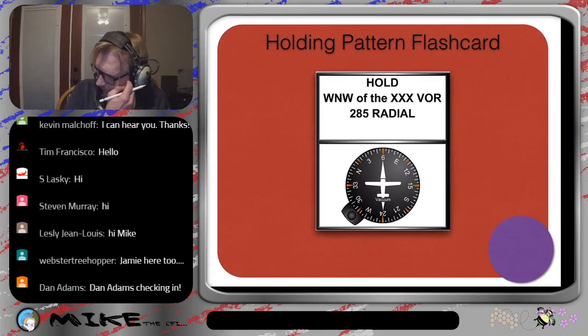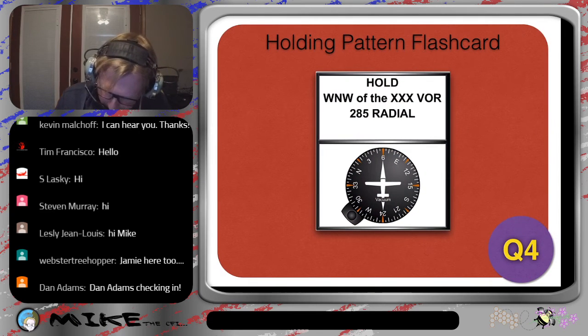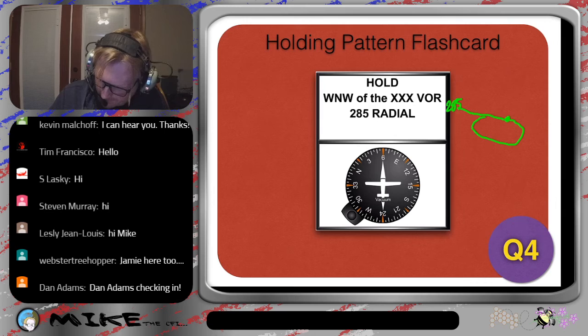Do one more here in this style, and I'll look for a different style or a different type here. So here we're told to hold west-northwest of the VOR on the 285 radial. So we draw our VOR, draw our 285, come back to the VOR, draw our right-hand racetrack pattern, draw our reciprocal out there, 70 degrees here through 110.